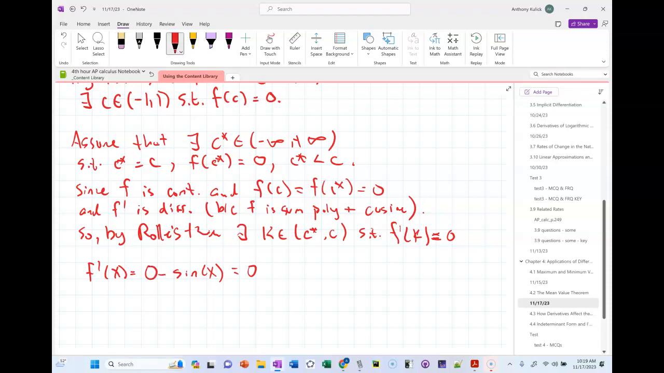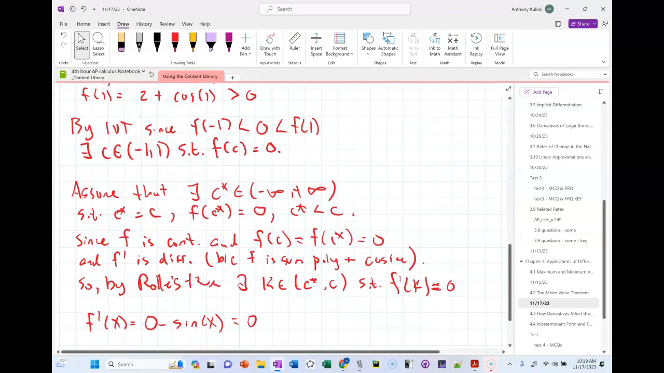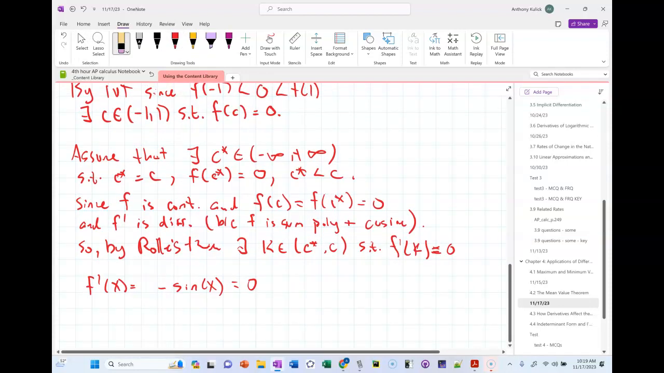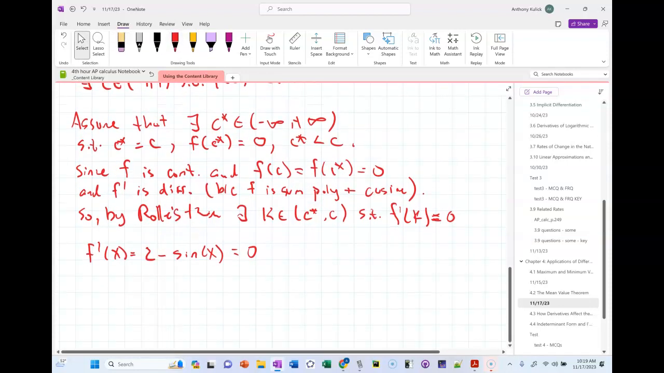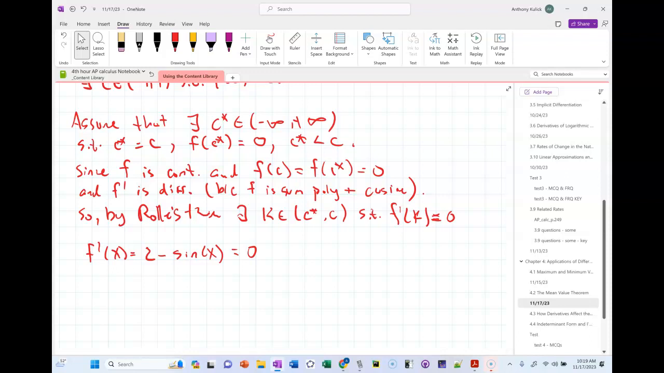That's 0. No, sorry. It's 2 minus sine x. There we go, right? And if I solve that, I get sine x is equal to 2, or x is equal to sine inverse of 2, which we know has no solution because 2 is outside of the domain of sine inverse. And that's my contradiction. Because now Rolle's theorem fails.